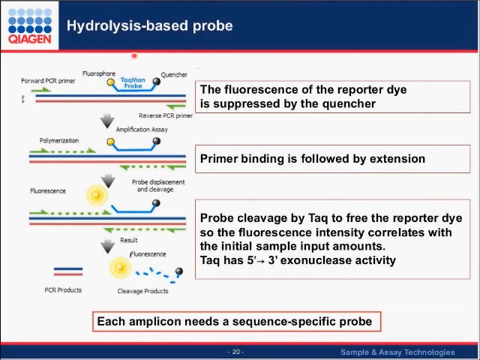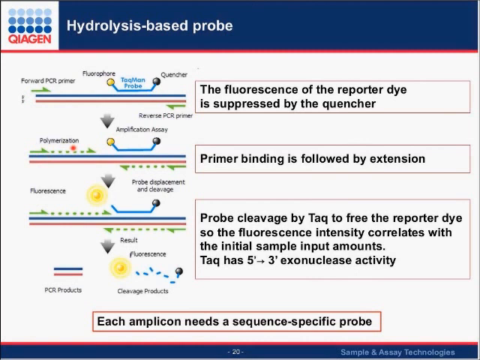TaqMan probes are also called hydrolysis-based probes, and how this works is that you have a probe that has a fluorophore on one end, and the other end of the probe has a quencher. So as long as the fluorophore and the quencher are both on the probe, you get no fluorescence in your solution. You start with your forward PCR primer and your reverse PCR primer being set down on the template. And the probe, of course, is looking at the specific region that you're interested in identifying.